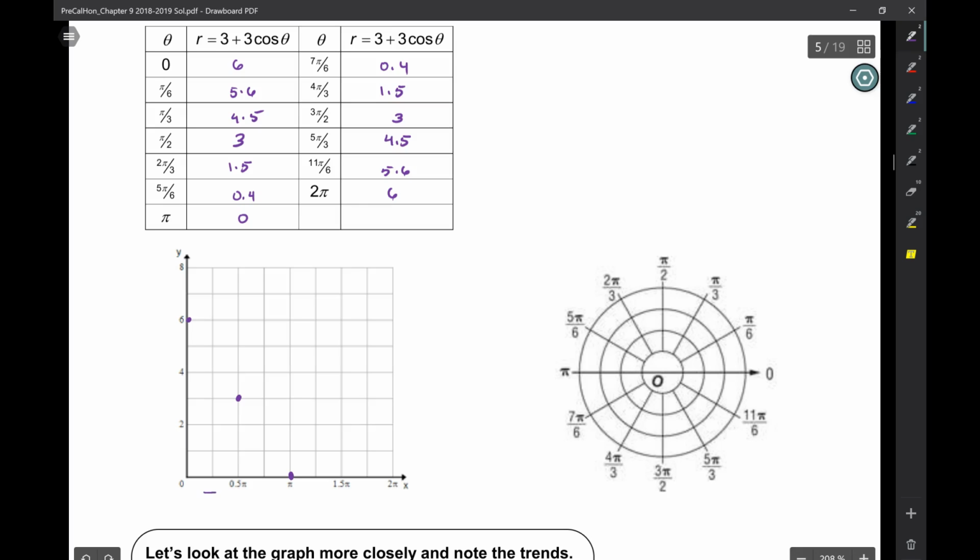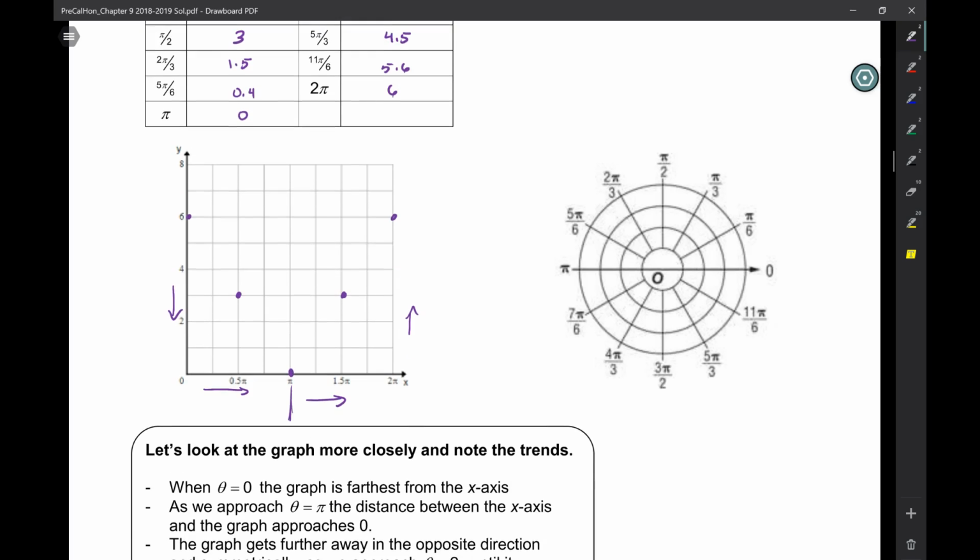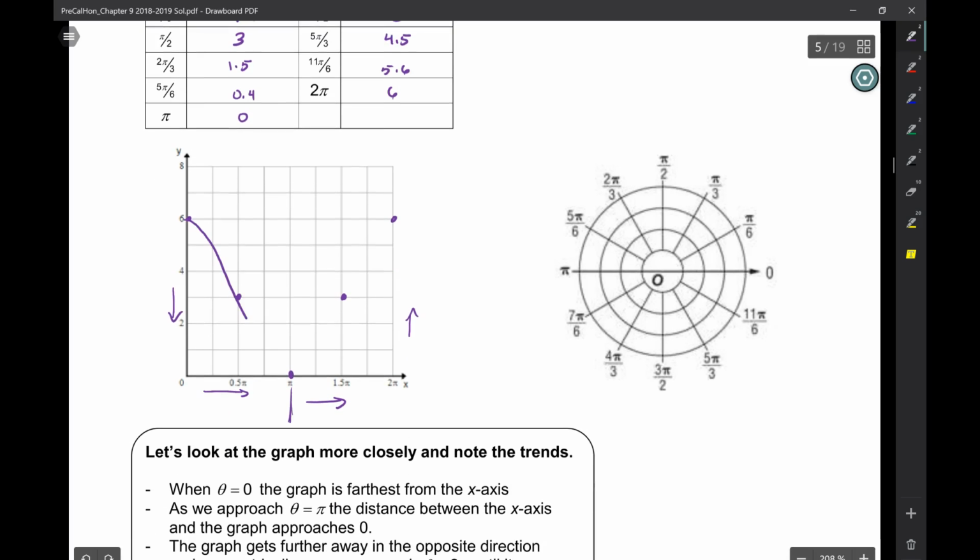Then as theta increases, what's happening to the distance from the x-axis? It's decreasing, okay, until here. And then at 3 pi over 2, it's 3. And at 2 pi, it's 6. So after this point, as theta increases further, what's happening to the distance? It's increasing. Okay? Is that a normal sine or cosine function? Yes, nothing special about that. In Cartesian. Okay, so let me graph this.